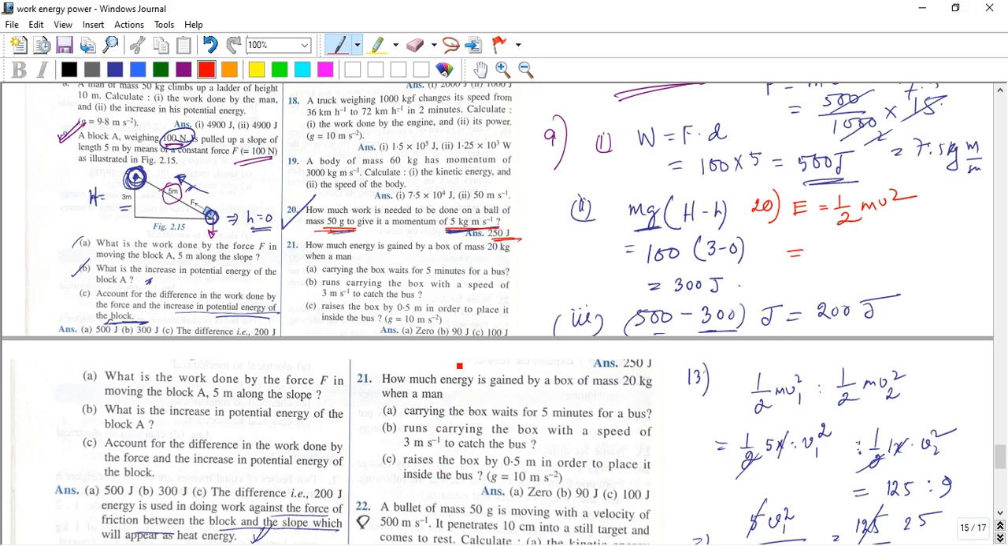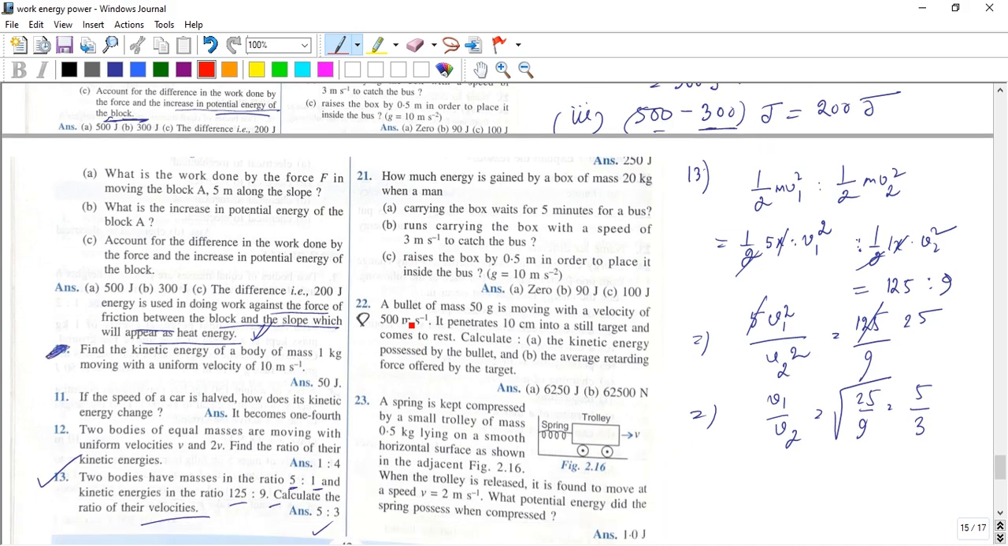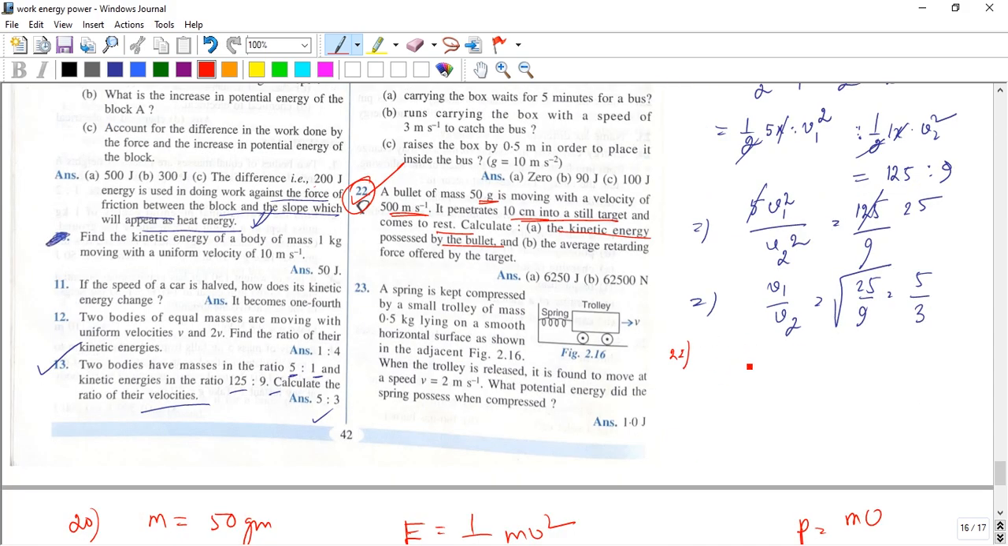Okay, simple. Now suppose question number 22. A bullet of mass 50 gram moving with a velocity 500 meter per second penetrates a 10 centimeter steel target and comes to rest. What is the kinetic energy possessed by the bullet? Very easy. Initial velocity u equal to 500 meter per second and v equal to 0, and the displacement is 10 centimeter, means 10 by 100 meter, 0.1 meter.